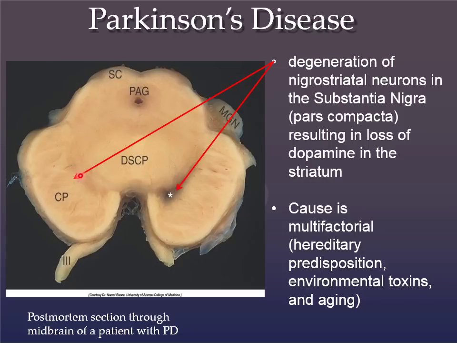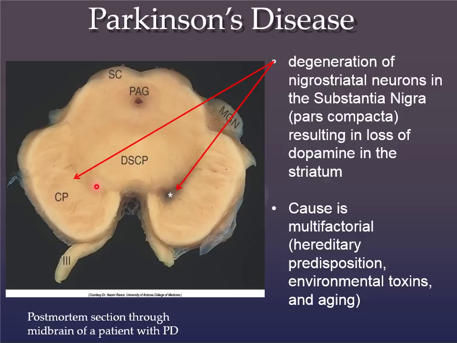Parkinson's disease is due to degeneration of the nigrostriatal neurons in the substantia nigra pars compacta. Substantia nigra is the black body, and normally this tissue is all highly pigmented and black. Here we see just a little bit of it, and this should all be black and should be intact. Substantia nigra, that's all degenerated.